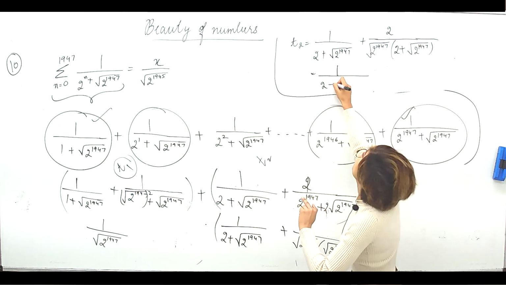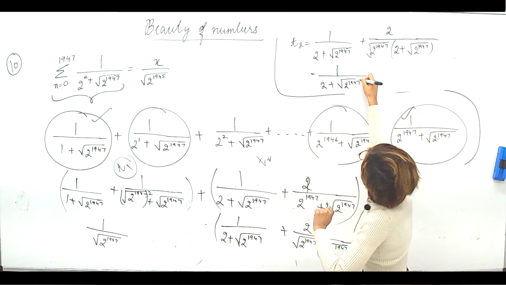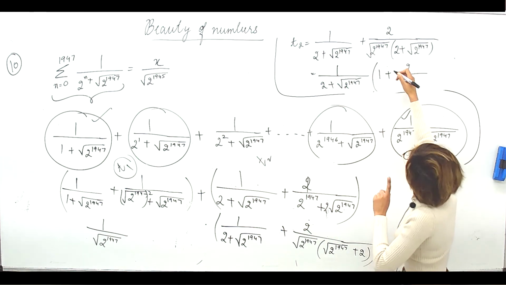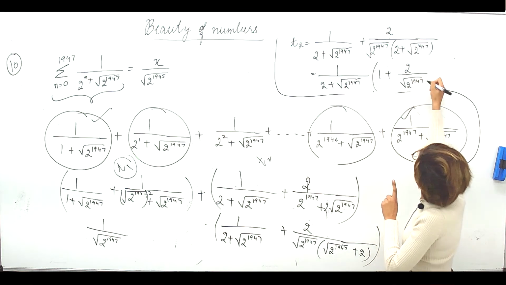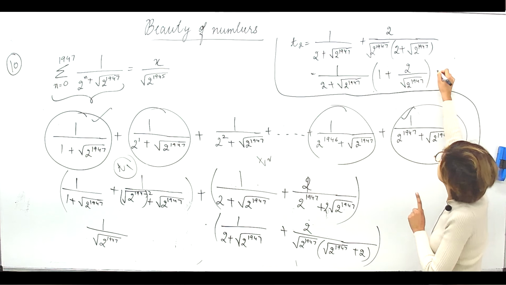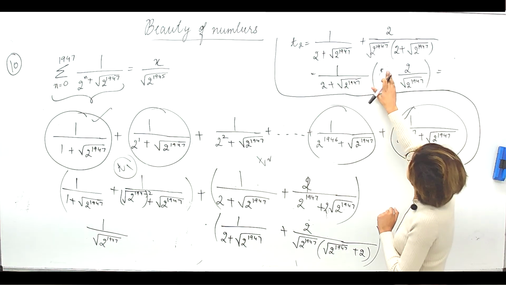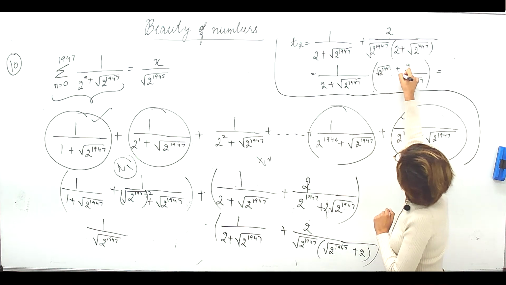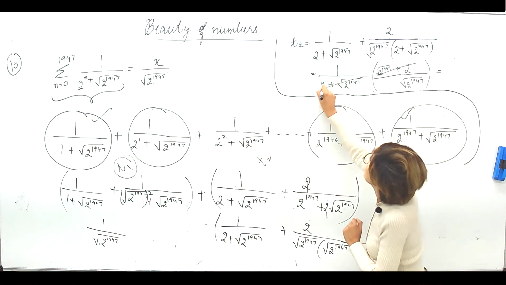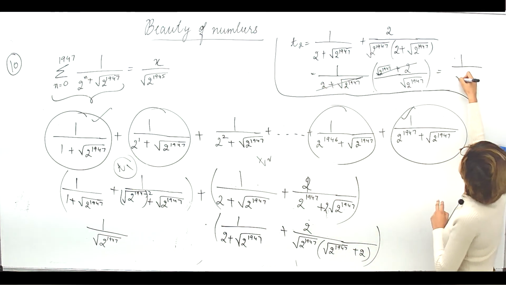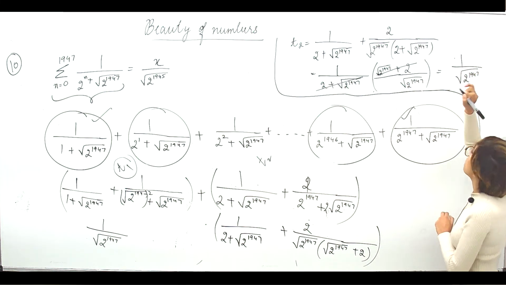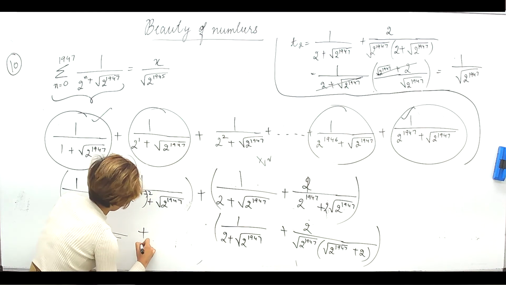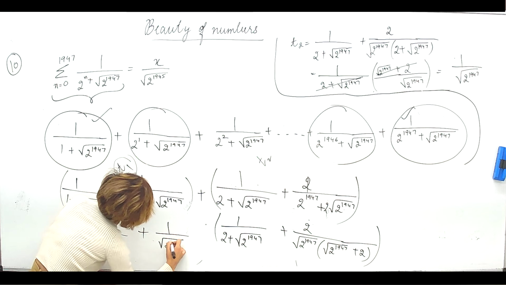It will change. So 2 plus square root of 2 raised by 1947 common. So in the first one I am left with just 1 plus. Here 2 divided by square root of 2 raised by 1947. It's the same thing as taking the LCM, don't worry about it. Right? Now let's take the LCM further. So this becomes square root of 2 raised by 1947 plus 2 whole divided by 6. Now this and this get cancelled and I am left with 1 by square root of 2 raised by 1947. In fact, T2 also turns out to be the same term. Plus 1 by 2 square root 2 raised by 1947.